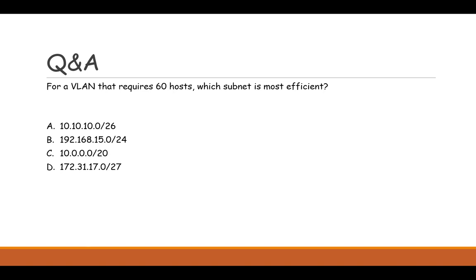For a VLAN that requires 60 hosts, which subnet is most efficient? Is it A, a /26, B, a /24, C, a /20, or D, a /27? Well, pretty immediately, we know that a /24 has 256 addresses in it and allows for 254 hosts. So that seems way too big. That's almost certainly not the answer here. /20 here, that's even bigger. So we know that that's not going to be the answer.